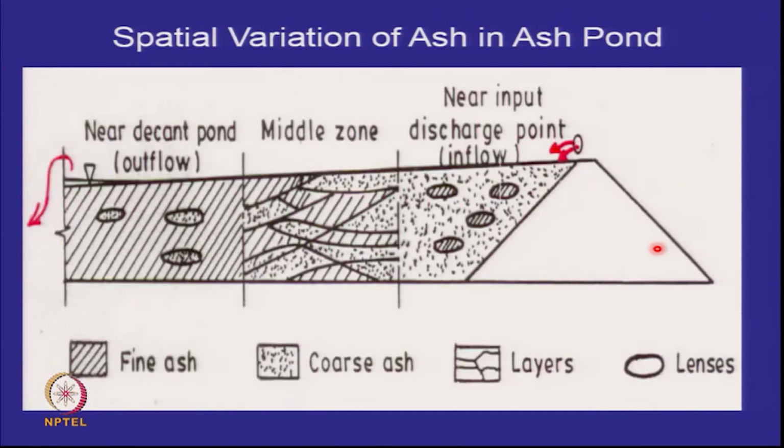And a diagrammatic representation of what we saw was, we would like to say that in ash ponds near the inflow point, there is predominantly coarse ash with lenses of fine ash. Near the outflow point, predominantly fine ash or silt with lenses of sand sized ash. And in between, of course, there's a lot of layering which occurs. So I want you to get that feeling about what is happening in an ash pond.